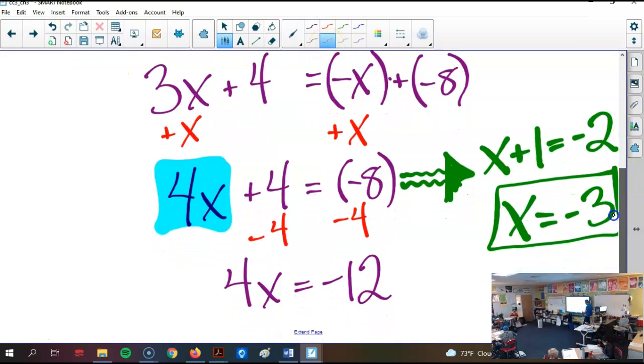So then, down here, because we got 4x, we'll divide by 4. And what is negative 12 divided by 4? If it isn't the same answer, my name's not Mr. Hudson. All right. Moving on.